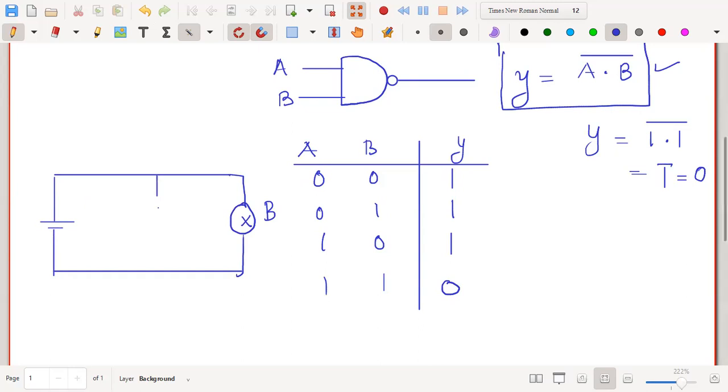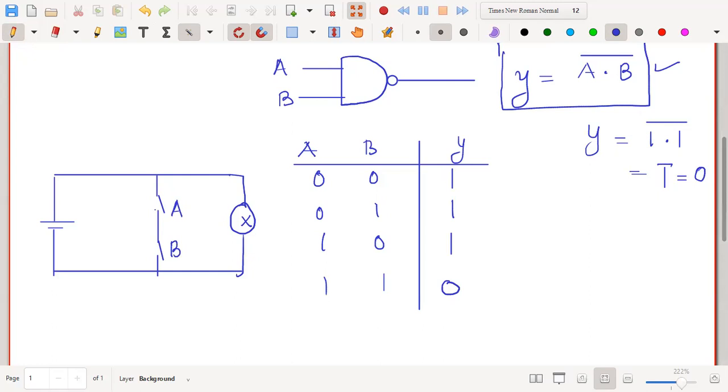So now here I will have 2 switches connected in this way. You see? So this is my switch number 1, and the other one is switch number 2. So there will be confusion, I think. Let me erase this B. So this is my first switch A and the second switch B.